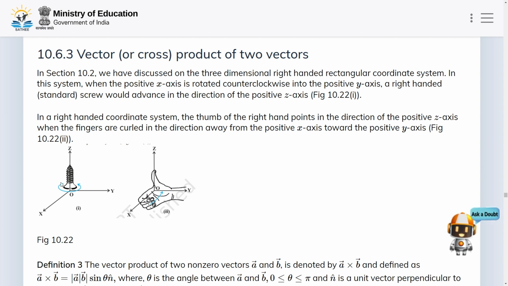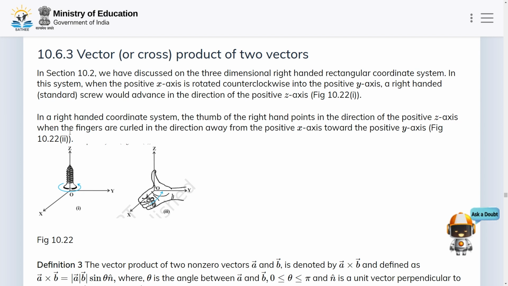Now, if you do this movement counterclockwise from x positive to y positive, your screw would advance in the direction of the positive z-axis. This means it will go up in the positive direction. Now, in a right-handed coordinate system, as you can see, this is your right hand. You can place your hand here parallelly, so your thumb represents your positive z-axis.